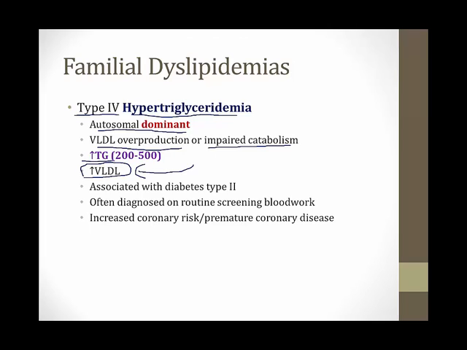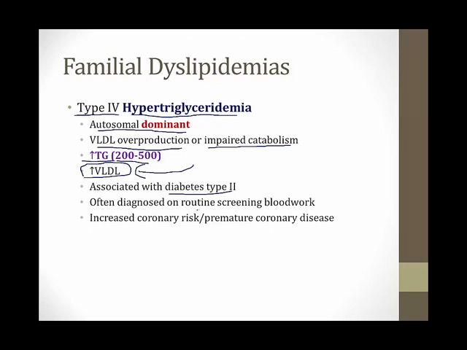But whatever the mechanism, the VLDL level is too high, and what you see on blood work is that the triglyceride level will be elevated, usually in the 200 to 500 range. This is not as high as in some of the other disorders, so you usually don't see pancreatitis in a type 4 dyslipidemia. This type of dyslipidemia is associated with type 2 diabetes. Most of these patients have diabetes. Most of them are also obese.